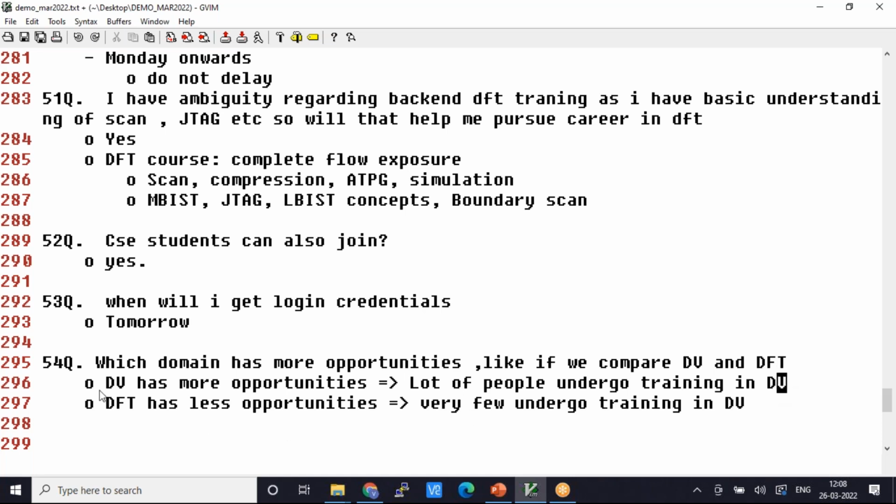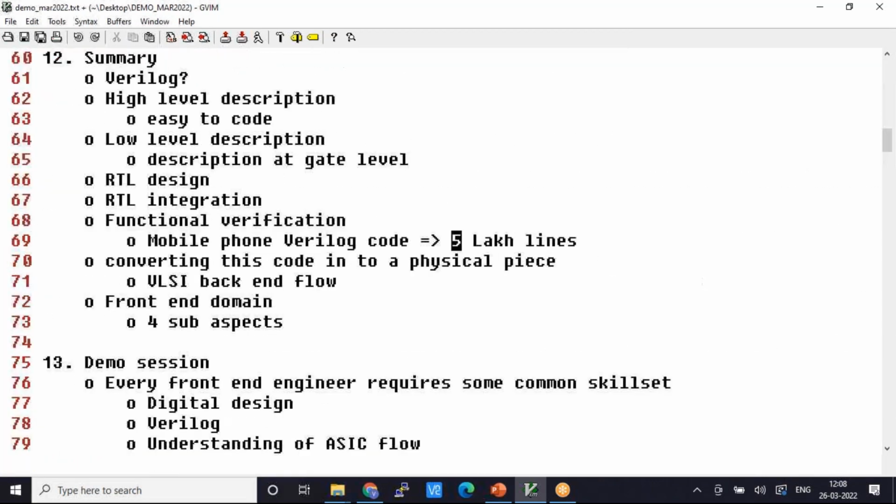Now, why does DV have more opportunities? I said that the role of a functional verification engineer is to catch the issues in the 5 lakh lines of code. Can this be done by one person? No, right? One person can't verify 5 lakh lines. So it requires at least a team of 20 people. Even with 20 people, one person gets roughly 25,000 lines. That is where a lot of people are required for verification, and that is where it has more opportunities.